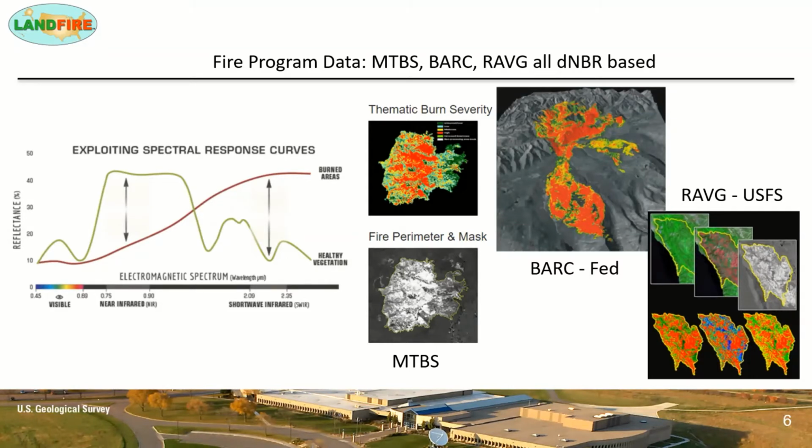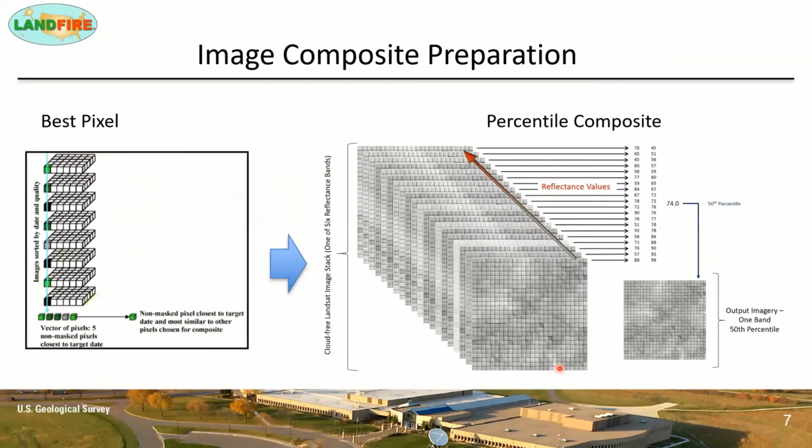There's very little of these. BAER and the ravage are more based on federally requested information right after a fire for restoration efforts. There's very little of this data in the East, actually.